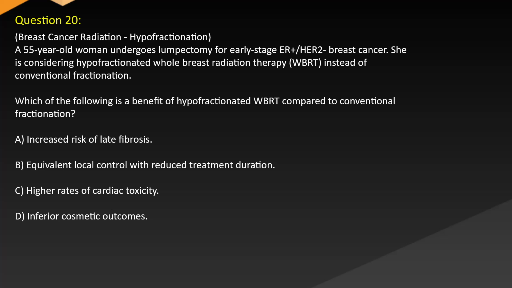Question 20. Breast cancer radiation, hypofractionation. A 55-year-old woman undergoes lumpectomy for early-stage breast cancer. She is considering hypofractionated whole breast radiation instead of conventional fractionation. Which of the following is a benefit of hypofractionation compared to conventional fractionation? A. Increased risk of late fibrosis. B. Equivalent local control with reduced treatment duration. C. High rates of cardiac toxicity. D. Inferior cosmetic outcomes.